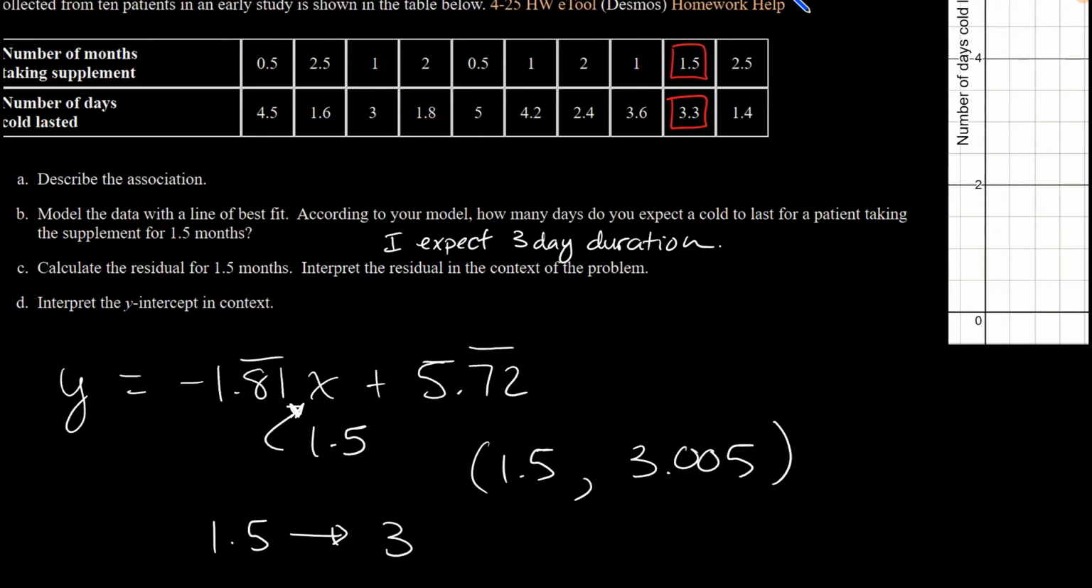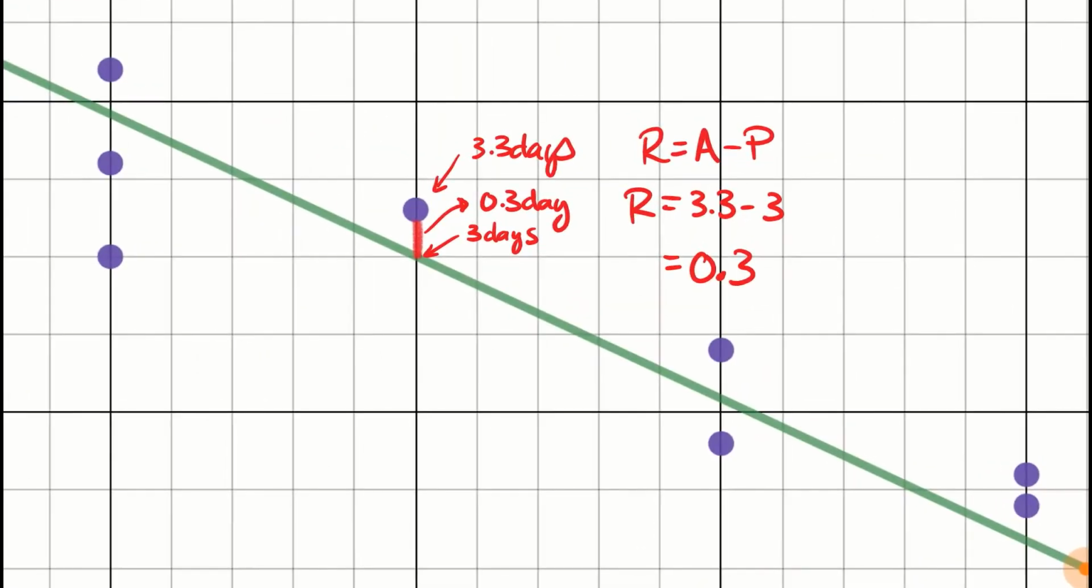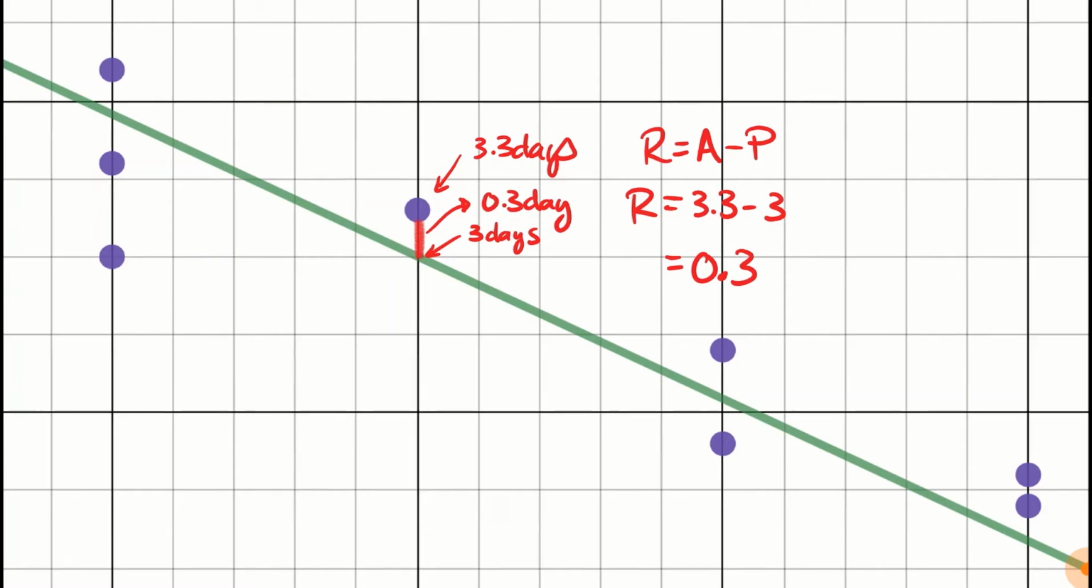We are asked to interpret the residual in context of this problem. If I'm looking at this, I would say that the residual means that my model predicts the cold would only last 3 days. That's what my model predicts. But for that particular person, that data point, their cold lasted for 3.3 days. So you can see my model is under predicting the duration of that cold.